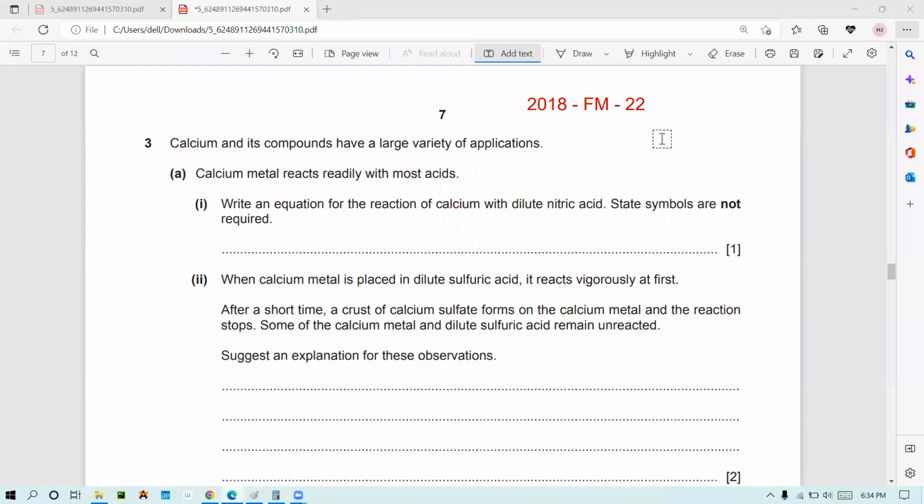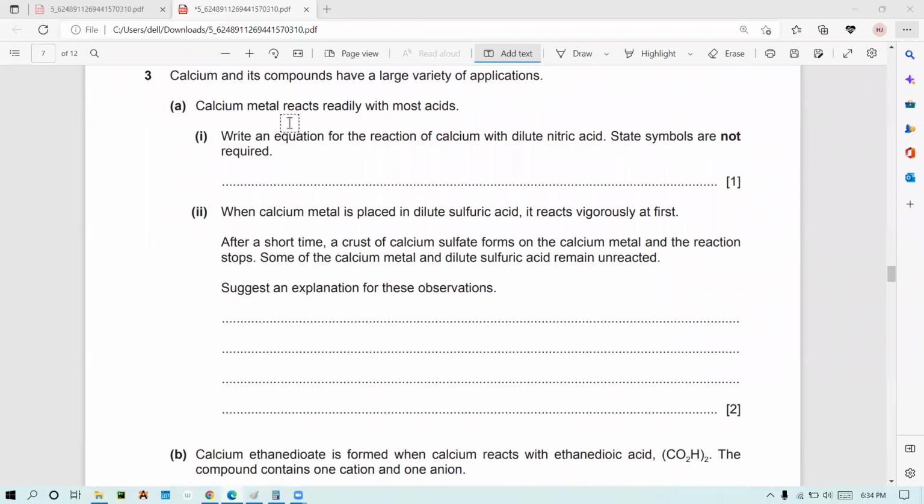This is question number 3, 2018 February March 22 paper. Question number 3 discussion. Calcium and its compounds have a large variety of applications. And this question says calcium reacts readily with most acids. Here, the question gives an acid, dilute nitric acid.